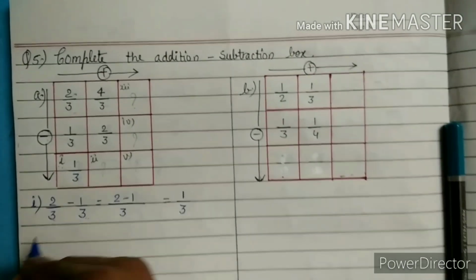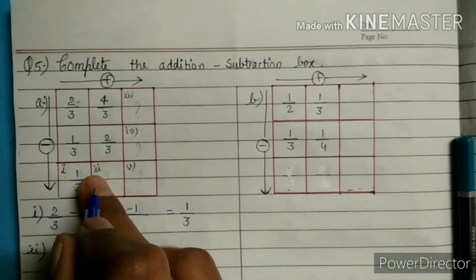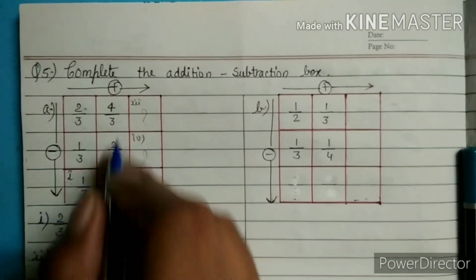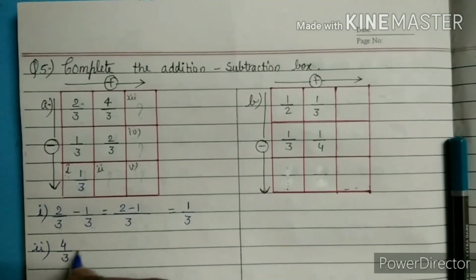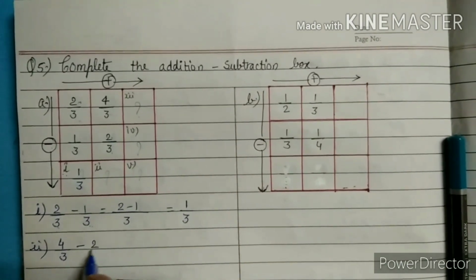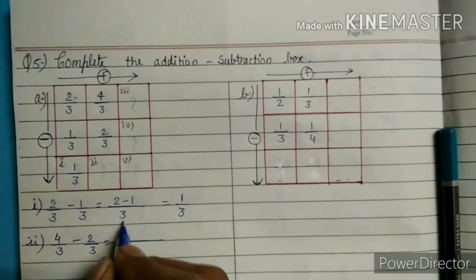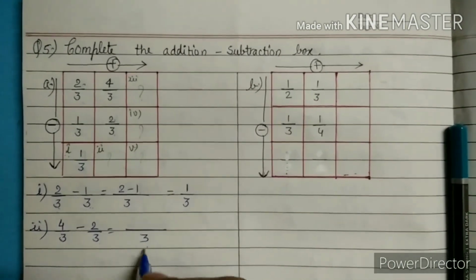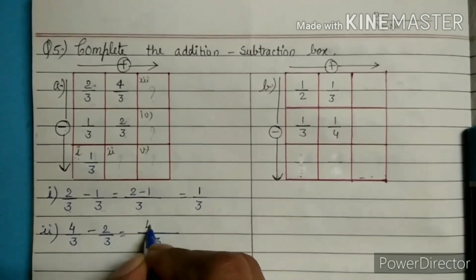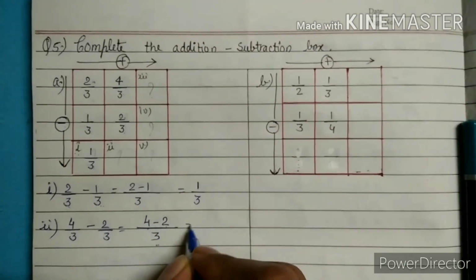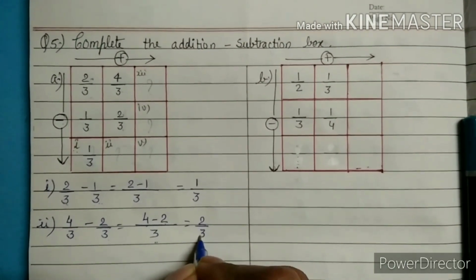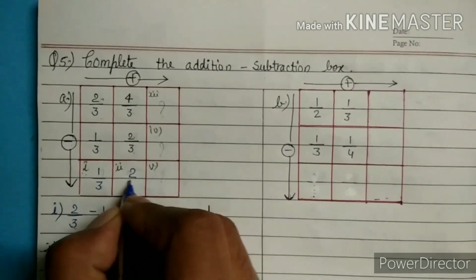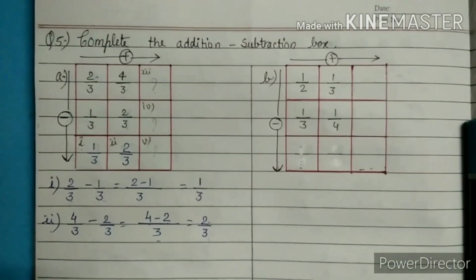Okay. Second one is this section. This section is telling us to subtract from 4 by 3, 2 by 3. Again we have base as 3, so it will combine their denominator. 4 minus 2 will give us 2 by 3. So in the second one, what will come? 2 by 3. Here 2 by 3.